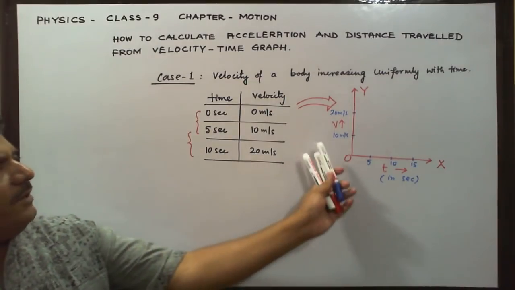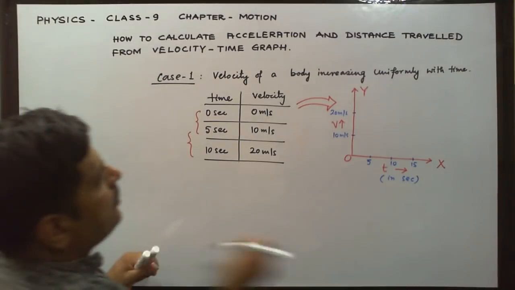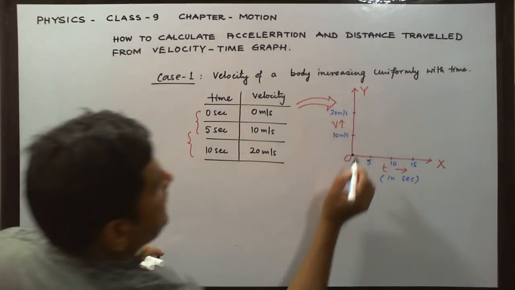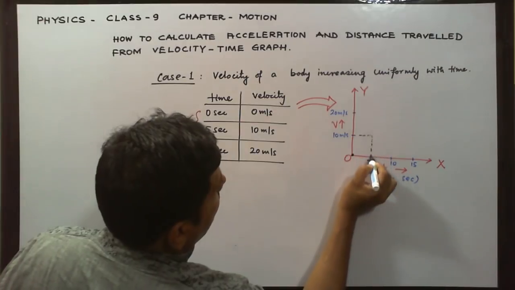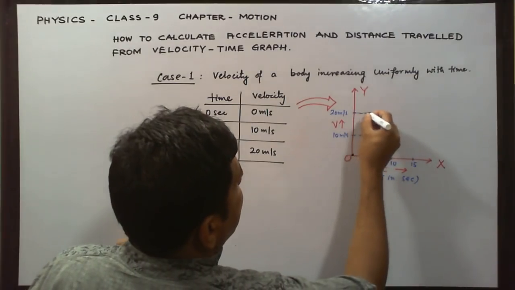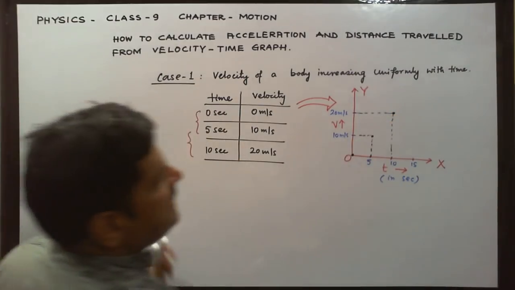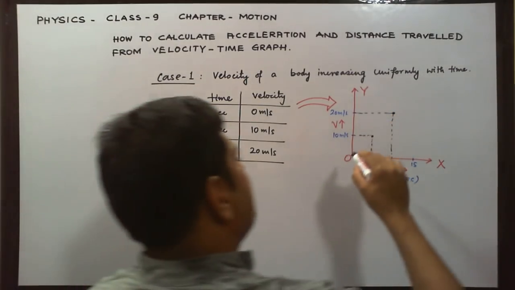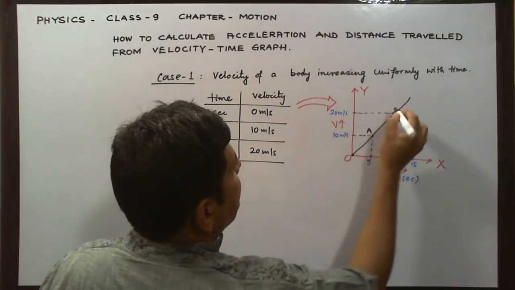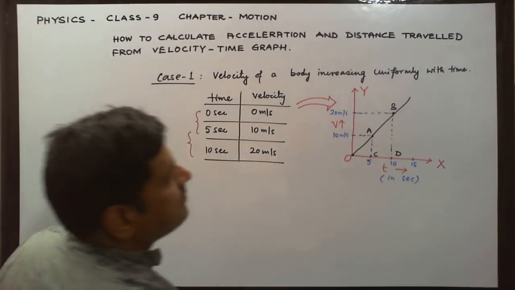Once we have this data, we can represent it in the graph. At 0, it is 0 meter per second, so this is the first point. At 5 seconds, it is 10 meter per second. At 10 seconds, it is 20 meter per second. So we have these 3 points. Join the 3 points, we get a graph. Let us mark it as A and this as B. And let us say this is C and this is D.